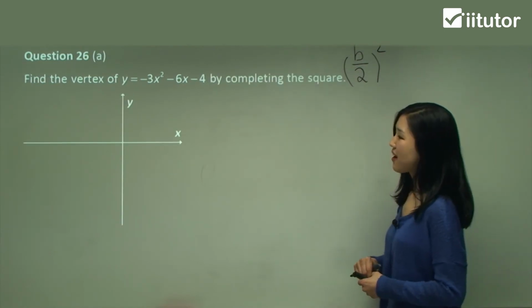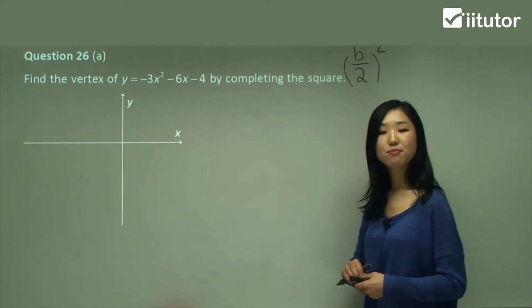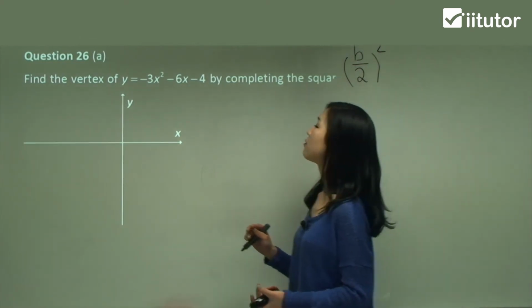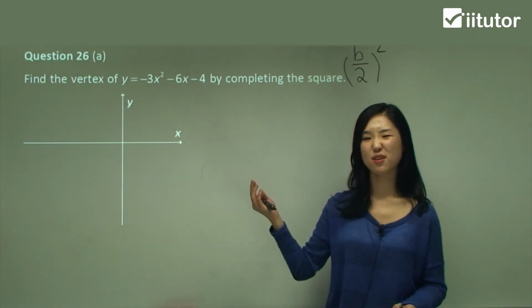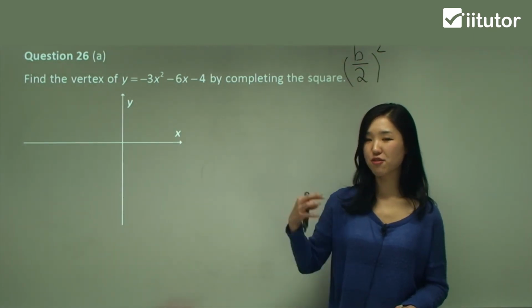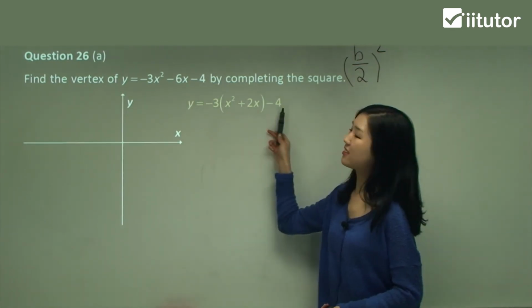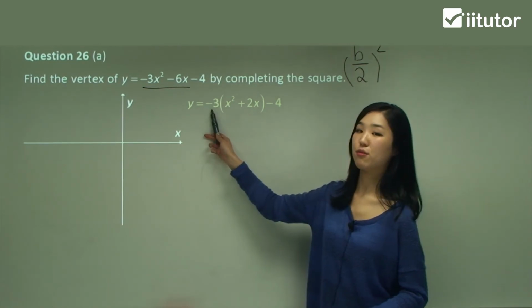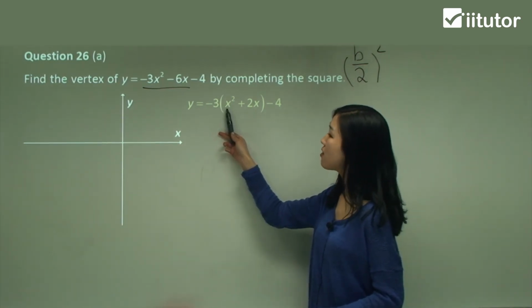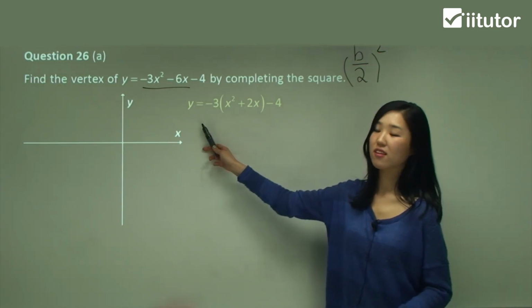And 26, find the vertex of this by completing the square. Okay, guys, you should definitely realize the coefficient of x squared is not positive 1, it's negative 3. So we're going to factorize by negative 3. So keep your constant outside. I'm just going to factorize the first 2 terms by negative 3. So we'll have positive x squared plus 2x left, just factorizing.